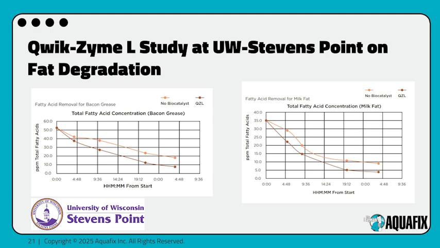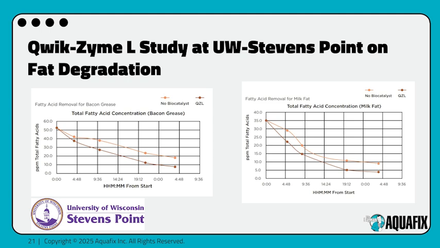All right, so next thing we were looking at was our product Quiczyme L. We were comparing on different types of fat. So I included the diagram with Quiczyme L interacting with bacon grease versus Quiczyme L interacting with milk fat. These were set up identically with the same concentration of substrate. Everything was the same between the two. We were looking at total fatty acid concentration, which is a good way to measure enzyme efficacy because you're hydrolyzing fats into fatty acids. And then they're being uptaken by bacteria, which in this case was basically a normal wastewater mixed liquor from a municipal system degrading the fatty acids.